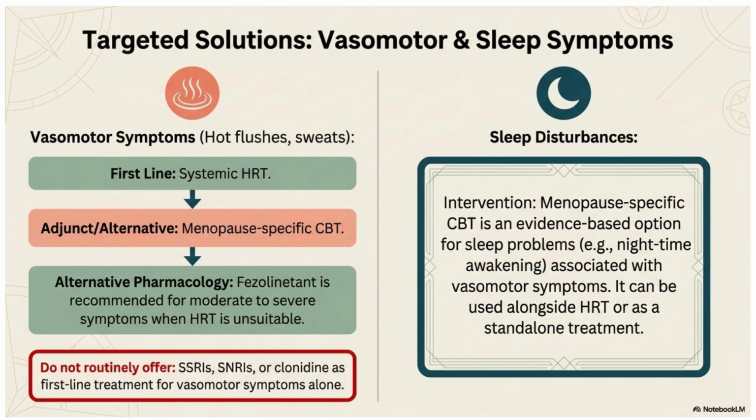Fezolinetant is a non-hormonal medicine that blocks neurokinin signaling within the brain's temperature control pathway. NICE recommends it for moderate to severe vasomotor symptoms when HRT is unsuitable. Fezolinetant can cause liver injury. Check liver function before treatment, monthly for the first 3 months, and periodically afterwards. Do not routinely use SSRIs, SNRIs, or clonidine as first line treatment for vasomotor symptoms alone.